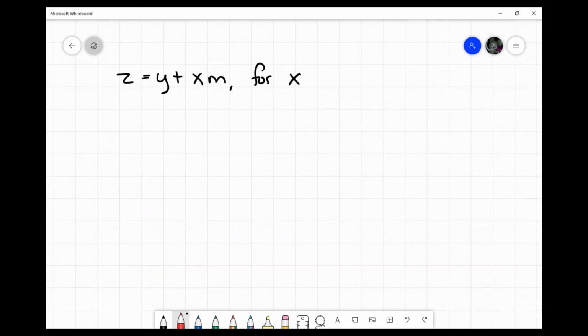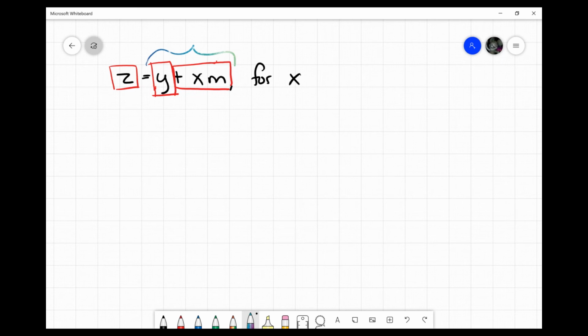In this example, we have z is equal to y plus xm, and we are solving for x. On the left side, we only have z, so I'm not going to focus on the left side because that's not where the variable that we want to isolate is at. On the right side, we have a y, and we also have a positive xm. So on the right side, we have two different terms. We have our y term and the xm term.